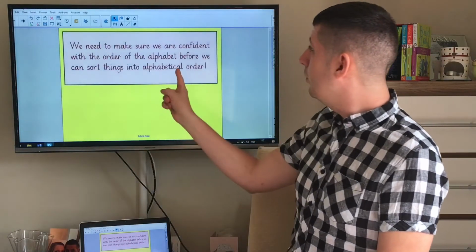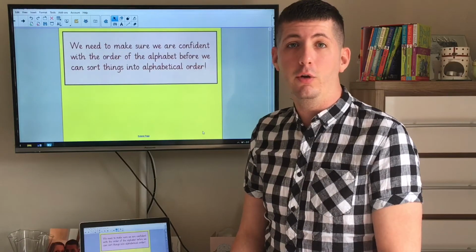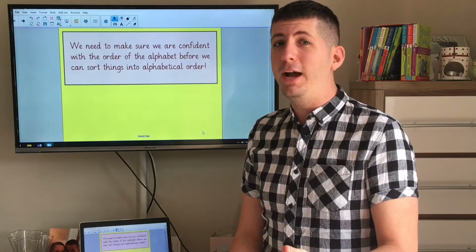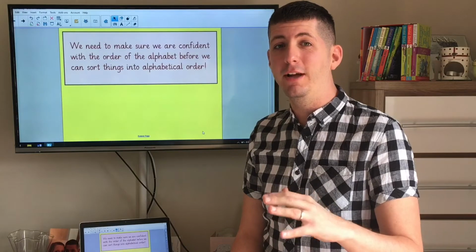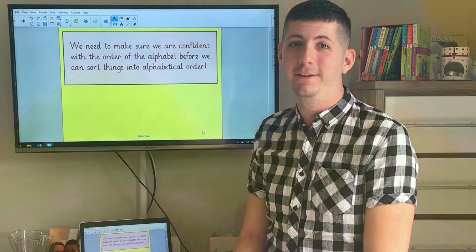So, to be able to do alphabetical order, we need to make sure that we understand and know the alphabet. Now I'm going to take you back really to reception and nursery. We're going to have a look at this rhyme, which is going to help you to work out what the order of the alphabet is.